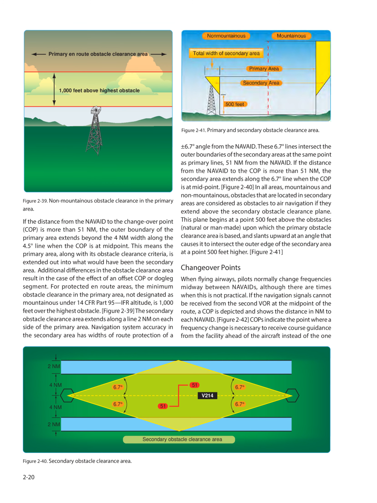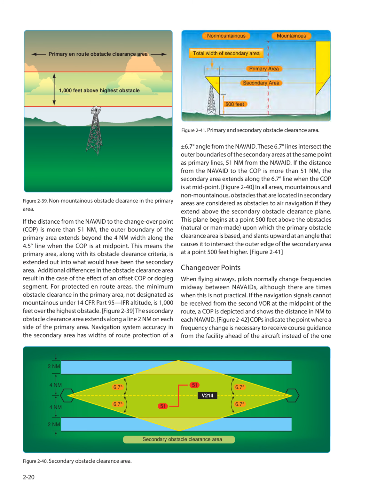Figure 239. The secondary obstacle clearance area extends along a line 2 nautical miles on each side of the primary area. Navigation system accuracy in the secondary area has widths of route protection of plus or minus 6.7 degrees angle from the NAVAID. These 6.7 degrees lines intersect the outer boundaries of the secondary areas at the same point as primary lines, 51 nautical miles from the NAVAID. If the distance from the NAVAID to the COP is more than 51 nautical miles, the secondary area extends along the 6.7 degrees line when the COP is at midpoint.